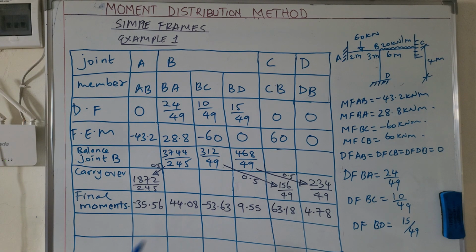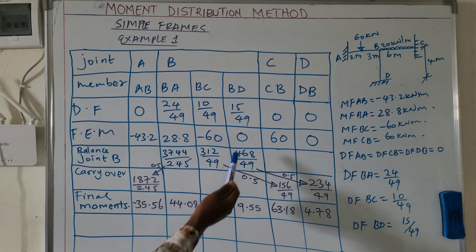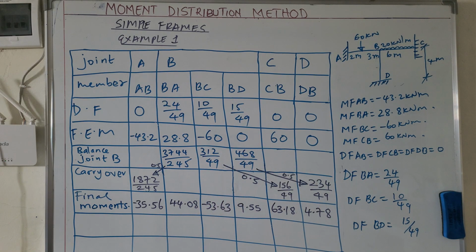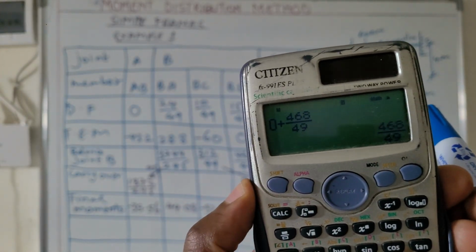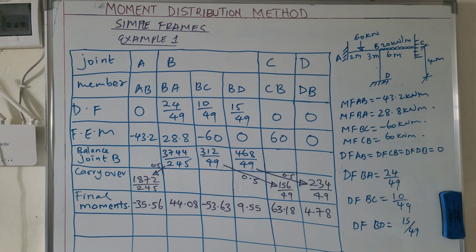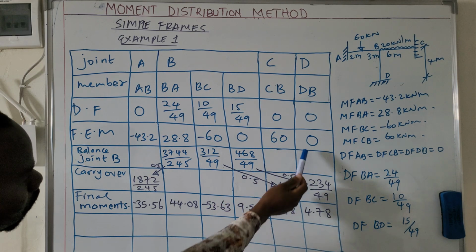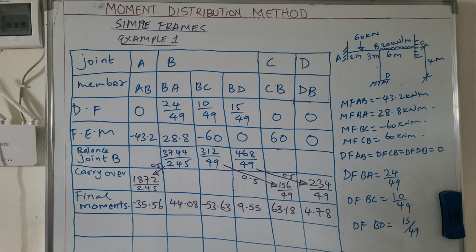Here it is. Again, 0 plus 468 over 49. Again, our answer is this one. Because we want our answer in decimal places, 9.55. Here it is. Again, you come to this one. 60 plus this, you will get this one. 0 plus this, you will get this one.